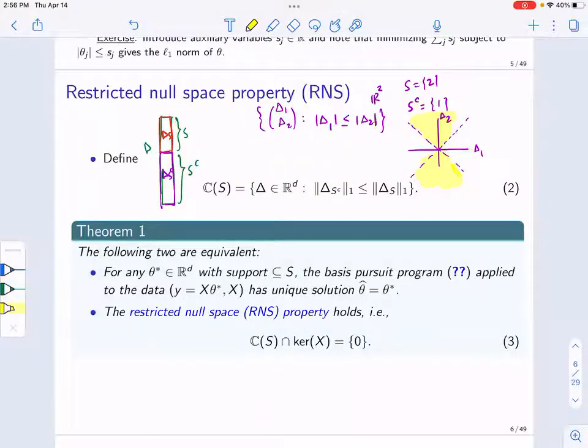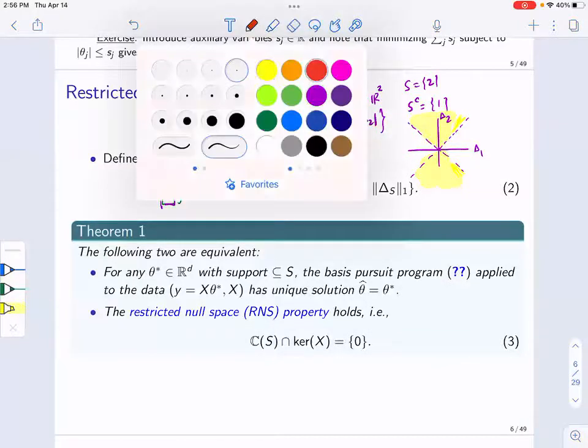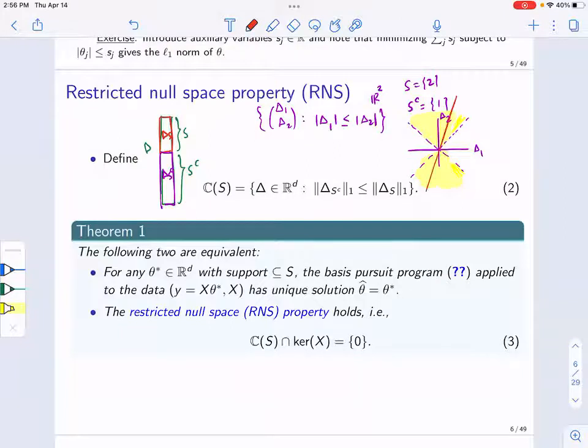So it's a cone, but it's not a convex cone. It's a cone in the sense that if you have a ray, like a line passing through the origin, if one of the points is on this, then the entire line is there. But it's not convex. You can see, if I join these 2 points, they're not going to be connected.